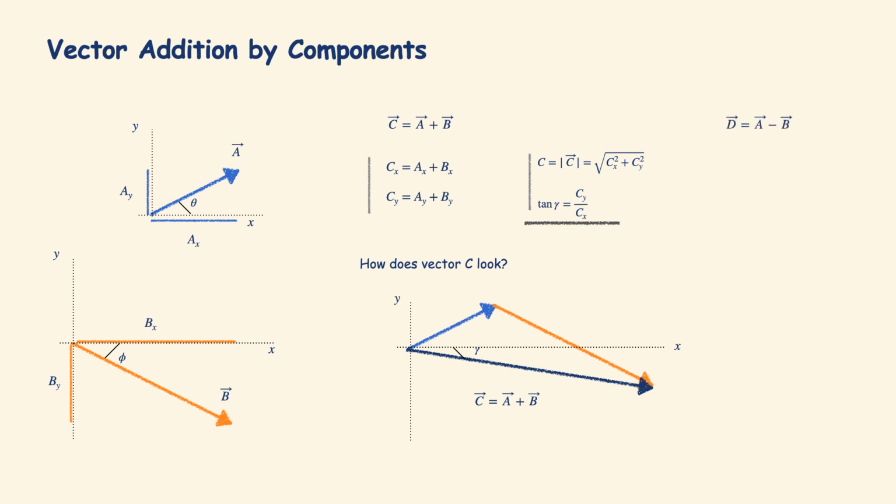Now, what if you need to calculate the difference between the two vectors? Well, you do exactly the same, only now you're going to subtract the components. The x component of vector D will be Ax minus Bx, and the y component of D will be Ay minus By.